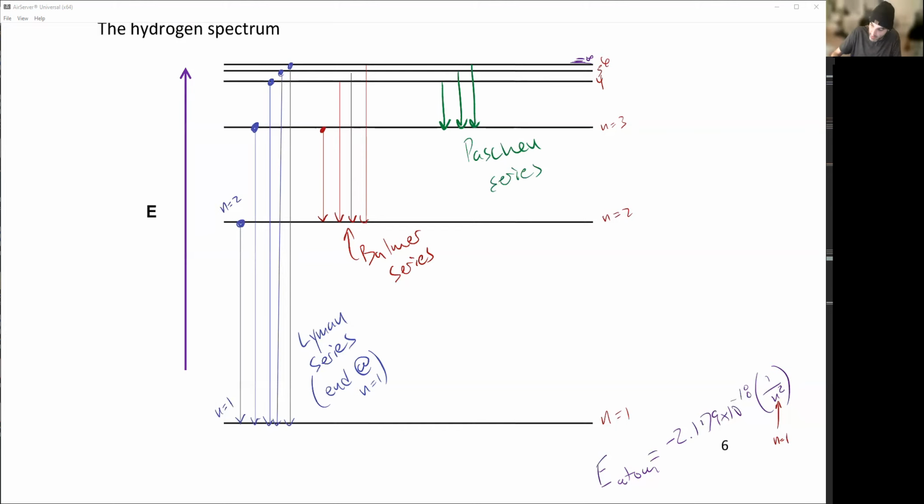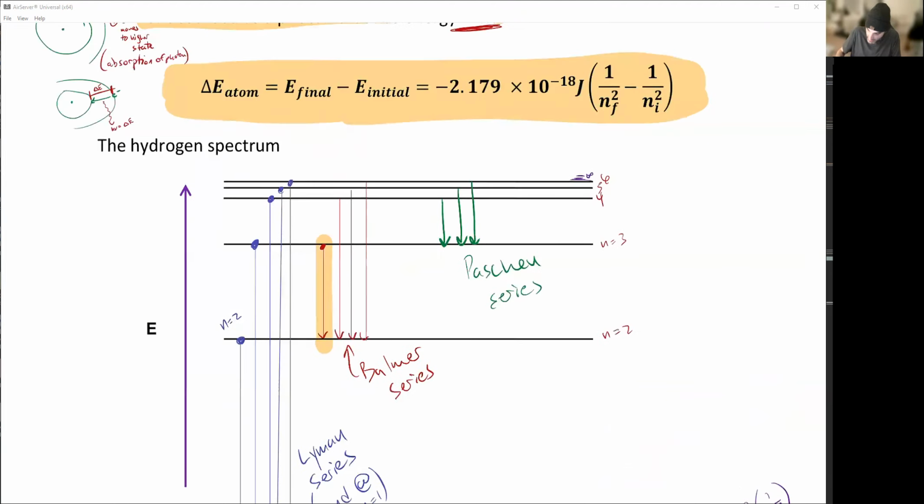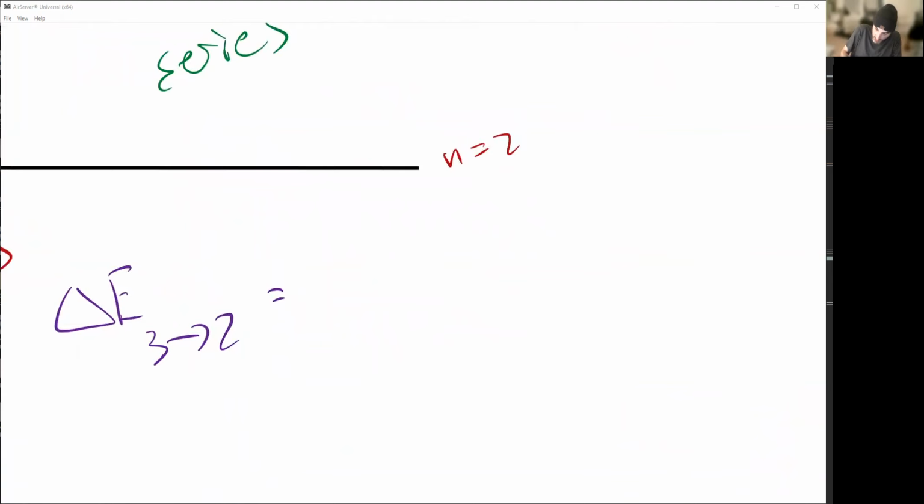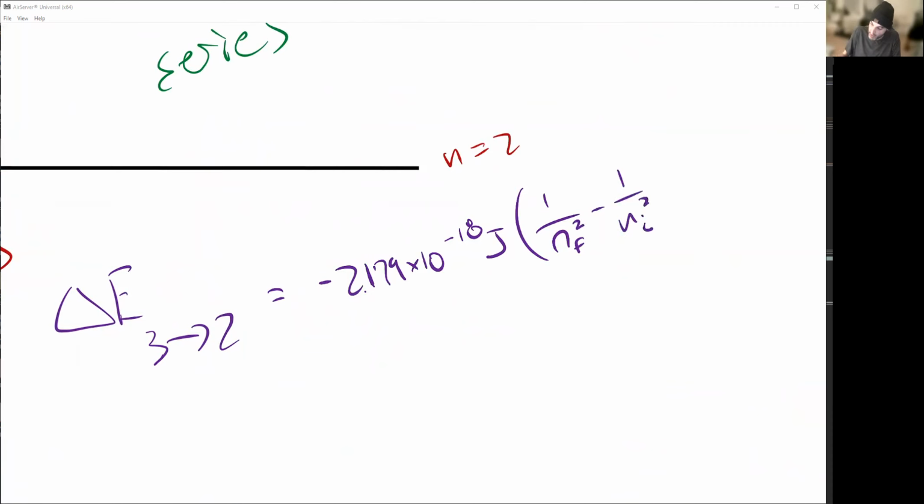So let's take a look at the specific. Let's take a look at the Balmer series transition. So delta E from 3 transitioning to 2 is equal to negative 2.179 times 10 to the negative 18th joules. And the transition, again, I'm just going to write the equation down, 1 over n final squared minus 1 over n initial squared.